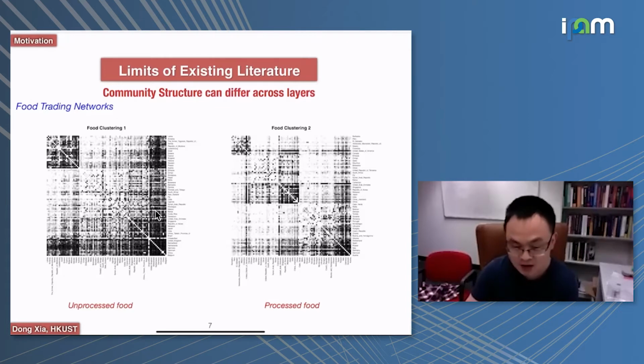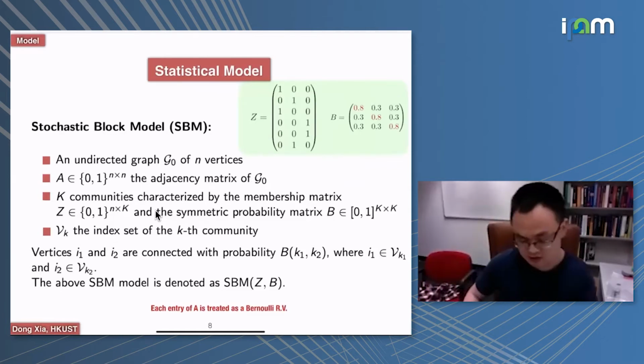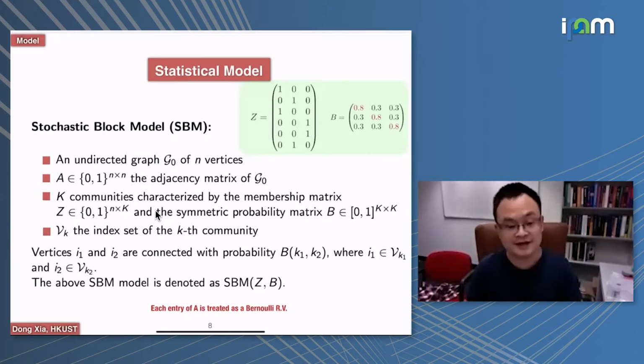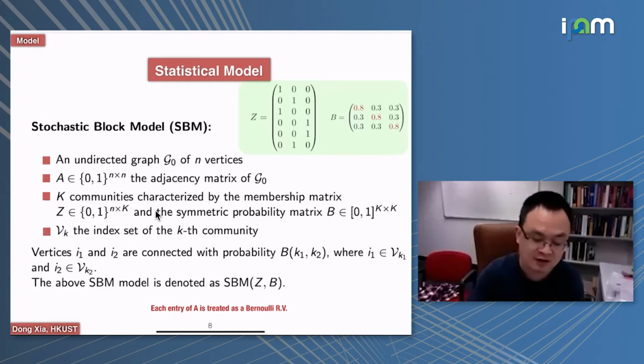So now let me briefly explain what is the statistical model we're going to study to treat these multi-layer networks. And of course, in statistics or network analysis, there's one very famous model to study the community structures on 1-layer network, and it is called the stochastic block model. So basically, in this model, we observe 1 layer of network. So it is a graph, and suppose there are n vertices.